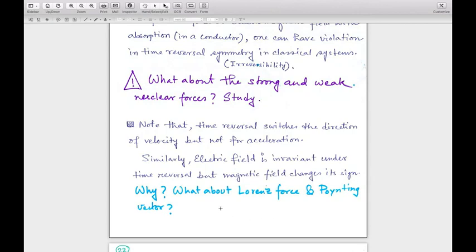And also, if you are convinced with that, can you also say what about the Lorentz force, which is v cross B, and the Poynting vector, which is E cross B? Once you are convinced with that, you can easily say about that. Because v is changing its sign, B is not, E is not changing its sign, B is.